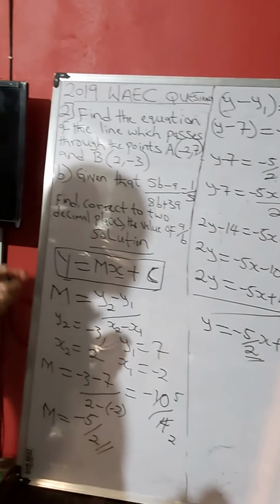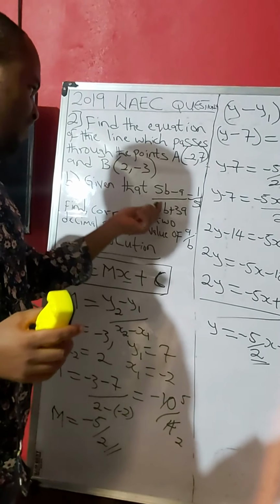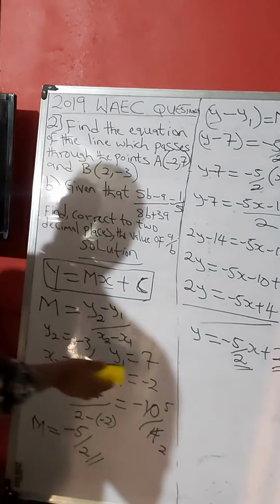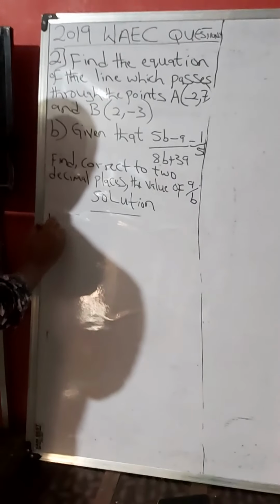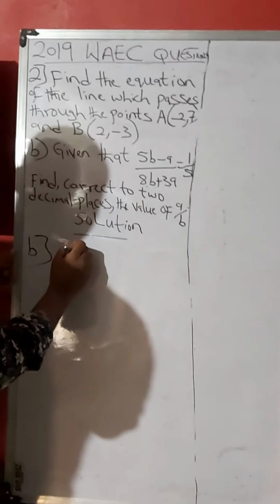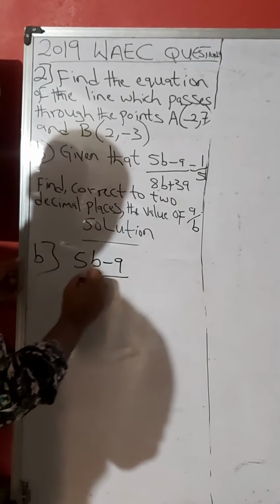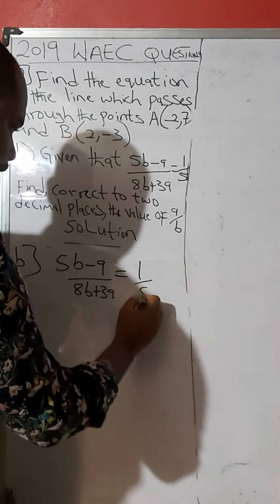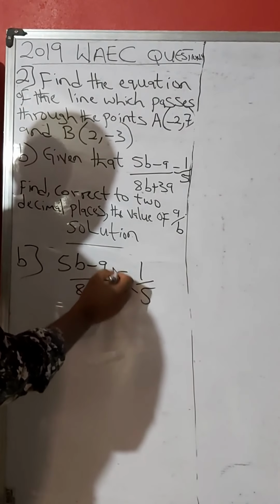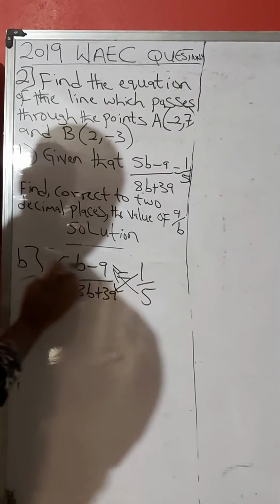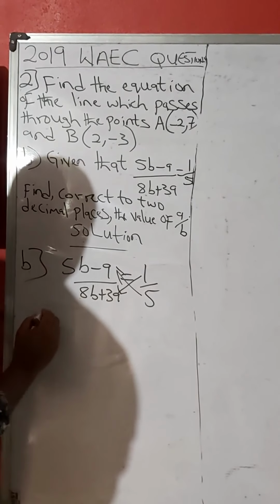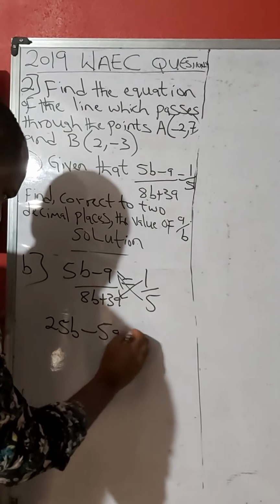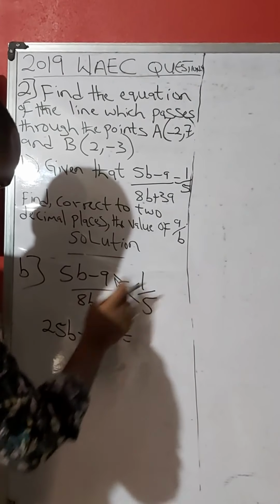Alright, now we're going to solve the next one, which is the b part of the question. Given that (5b - a)/(8b + 3a) = 1/5, I'm going to wipe the board and continue with the b part of the question. We are given this. All you have to do is just cross multiply. 5 times everything here. 5 times 5b is 25b, minus 5 times a is 5a, to be equal to, multiply this one, anything times 1 still remains that.